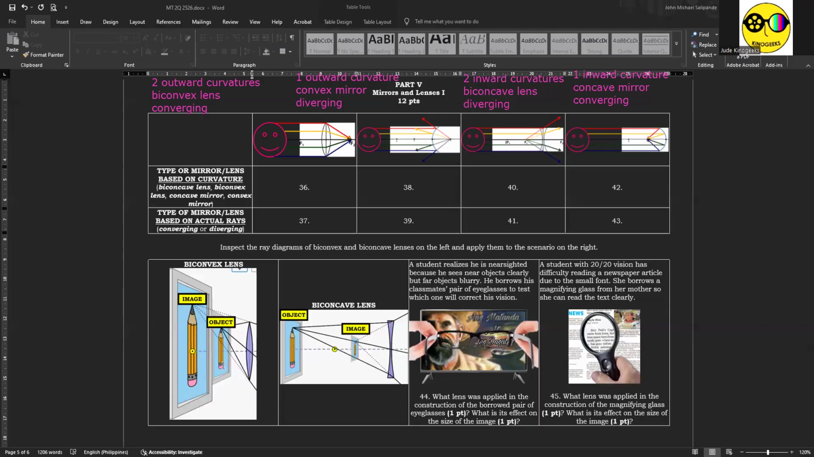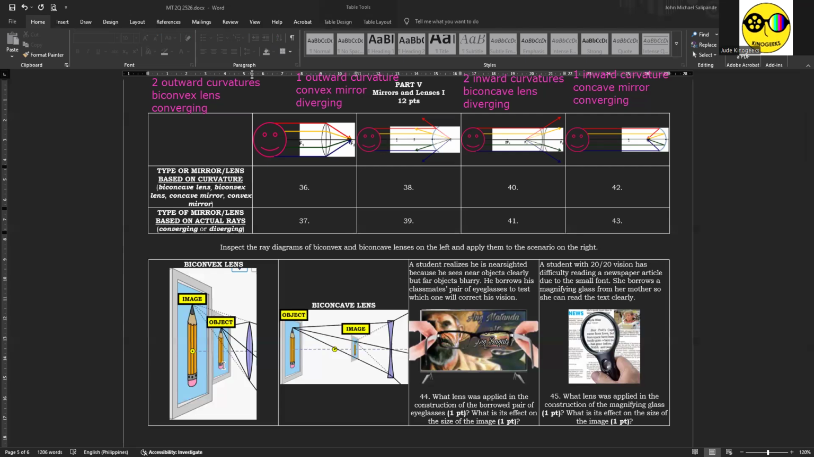Okay? Now, for numbers 44 to 45, let's inspect the ray diagrams of biconvex and biconcave lenses on the left and apply them to the scenario on the right. A student realizes he is nearsighted. When someone is nearsighted, he sees near objects clearly, but far objects blurry. Look at the PowerPoint presentation of The Old Man and the Sea by Ernest Hemingway being presented on the TV, and you expect that the TV is far from you.